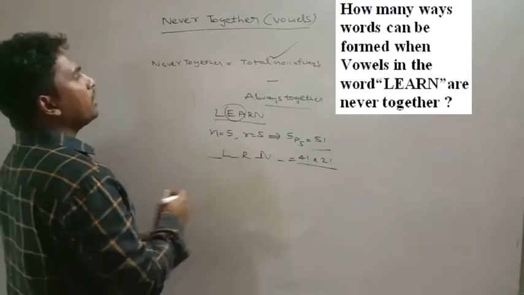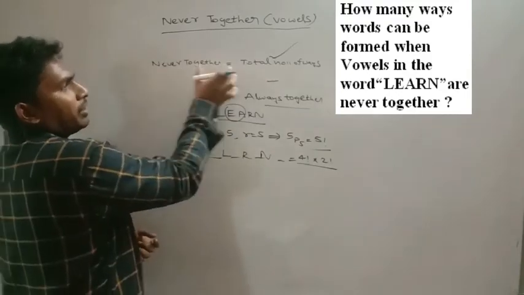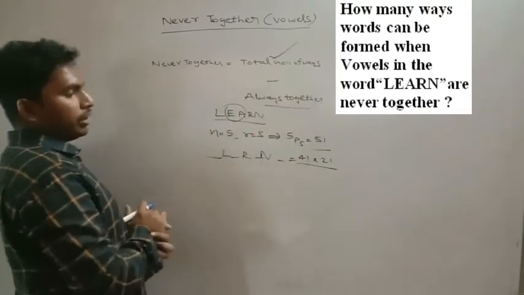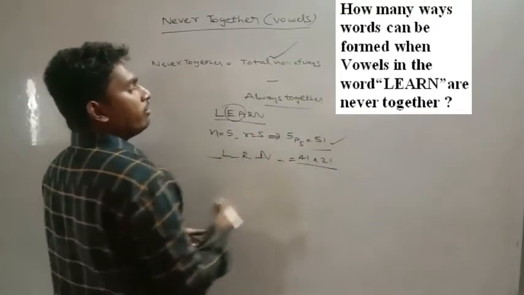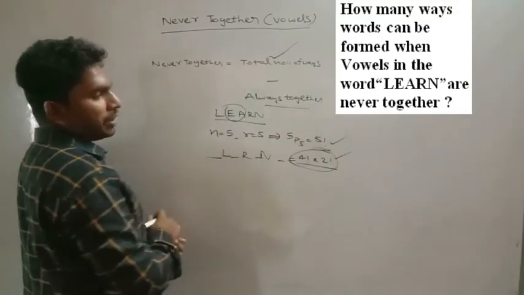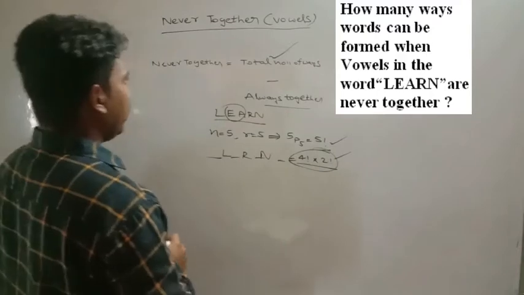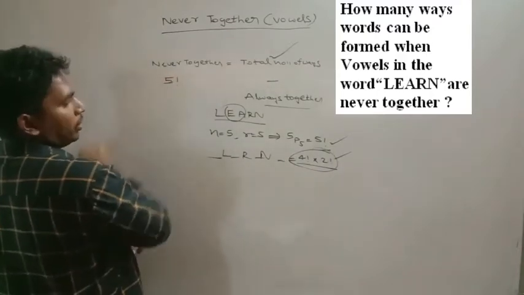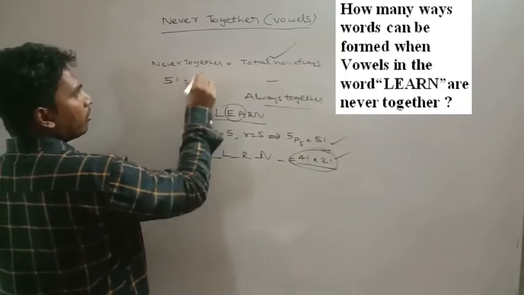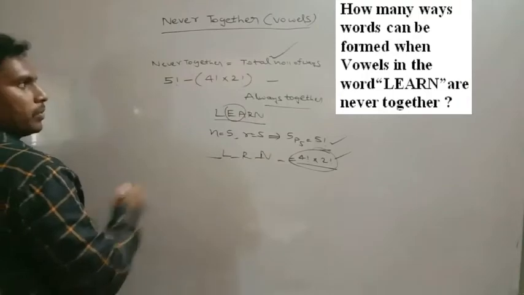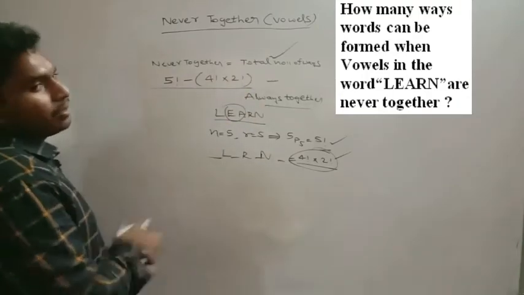Now the answer: never together is equal to total number of ways minus always together. This is the total number of ways, this is always together. You just have to subtract these two and you will get the answer. So never together is 5 factorial minus 4 factorial into 2 factorial. If you solve this you will get the answer.